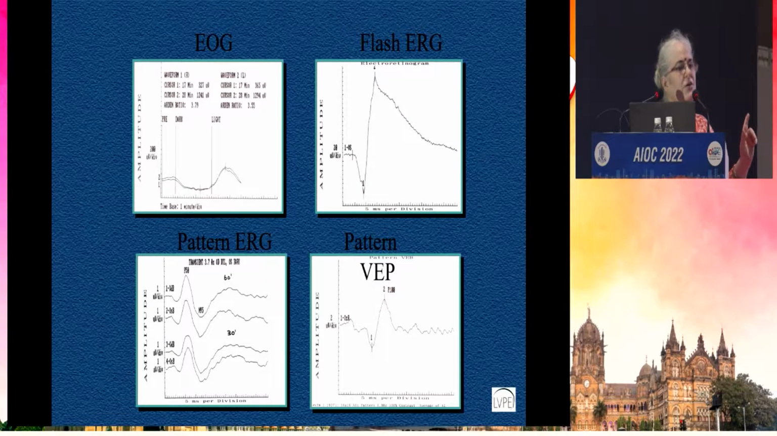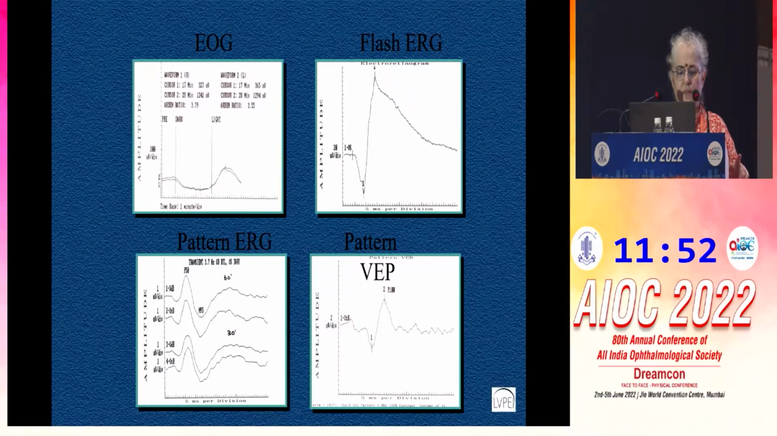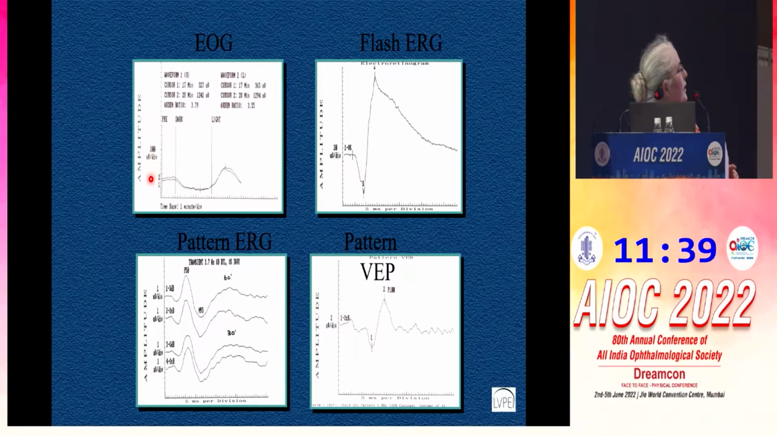Now the first thing you need to see is what the scale is. You can see here, this is the scale. Now you see here it is 200 microvolts per division.